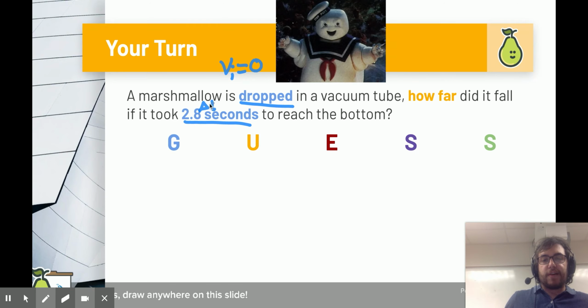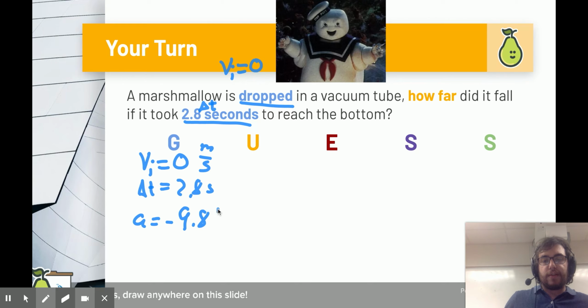So this is my time. We know VI is equal to 0. My time is equal to 2.8. I'm going to write the units there just for your reference. Acceleration, it is happening on Earth, so we have negative 9.8 meters per second squared. My displacement right here is what we are solving for. So how far something fell is delta D.